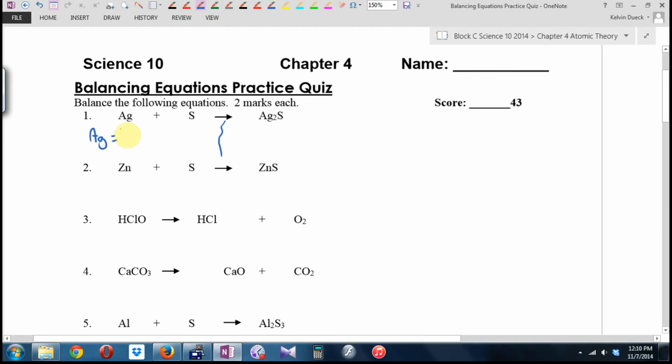How many Ag is silver? How many silvers on the left? How many sulfurs on the left? How many silvers on the right? Yes. How many sulfurs on the right?